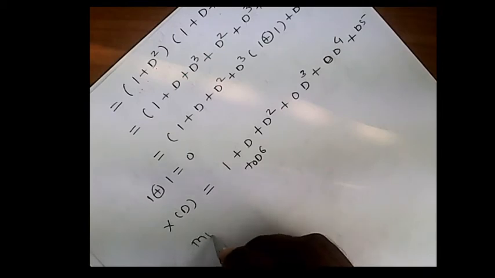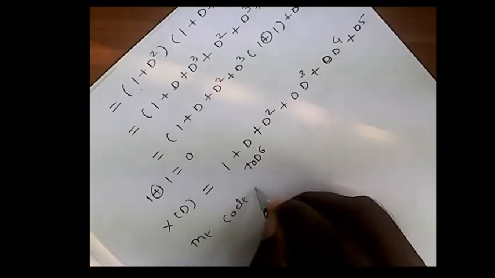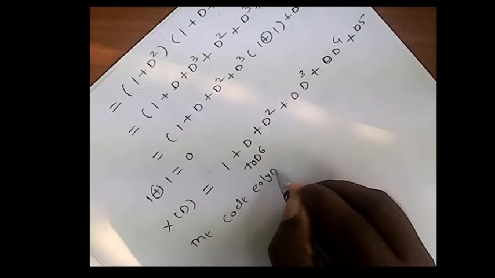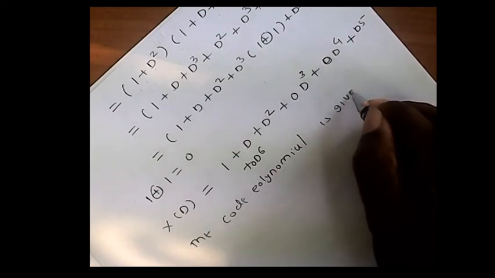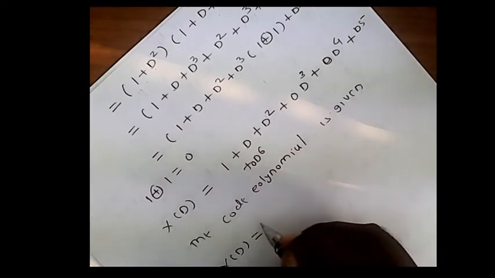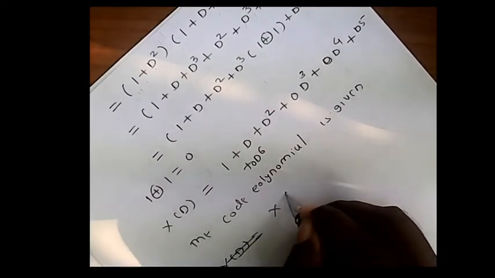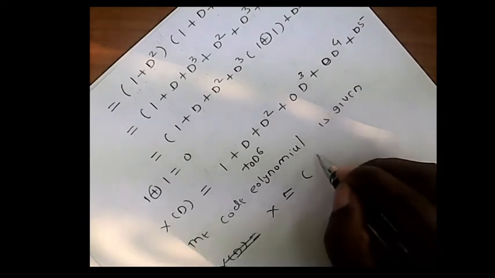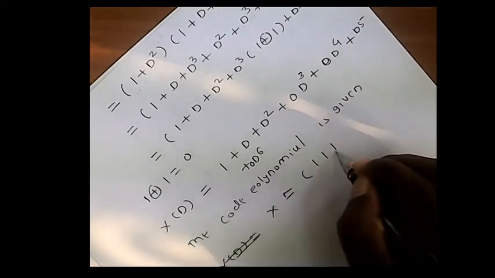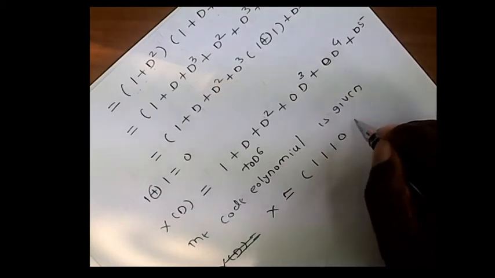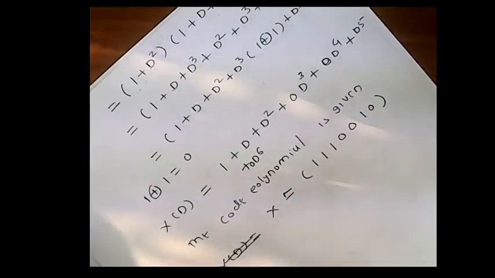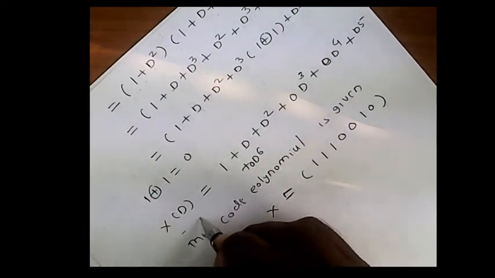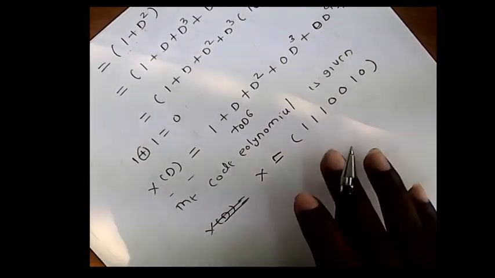So the given code word polynomial, which is in non-systematic format, is given by x of d is equal to, or simply in binary format, x is equal to 1 1 1 0 0 1 0. So this is the required non-systematic polynomial, and we can also write it in terms of the binary format.